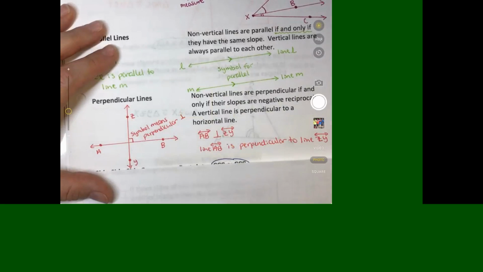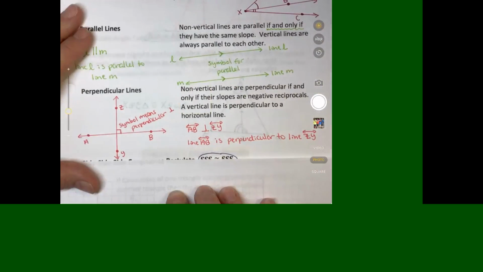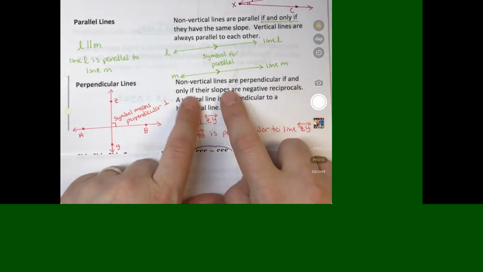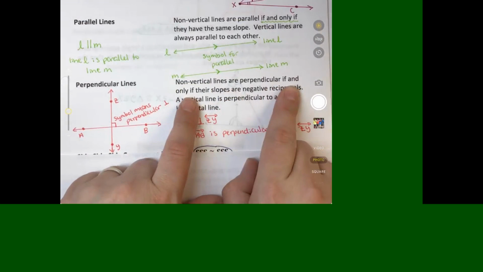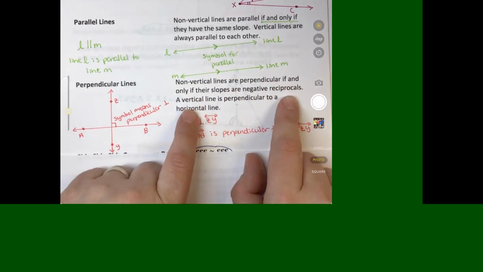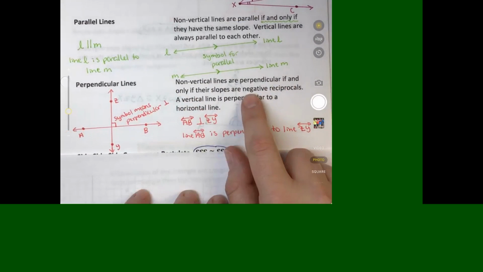Then perpendicular lines, right? Non-vertical lines are perpendicular if and only if, there's that phrase again, I didn't mark it, but I should have, their slopes are negative reciprocals. I call them opposite reciprocals. That's just my preference. That's how I learned them.